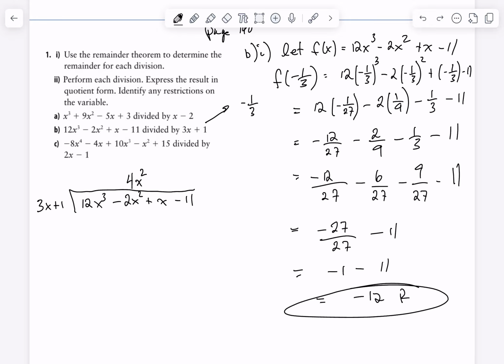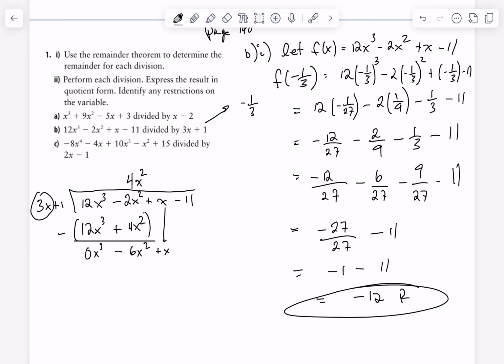And then once I have that first initial move, I'm taking 4x squared and distributing it on top of the binomial out front. So we're going to see minus 12x cubed plus 4x squared. And then you do the subtraction. 12x cubed minus 12x cubed is 0x cubed. And then negative 2 take away 4x squared is going to be negative 6x squared. Then you drop this down, plus x, okay? And basically the problem starts over again.